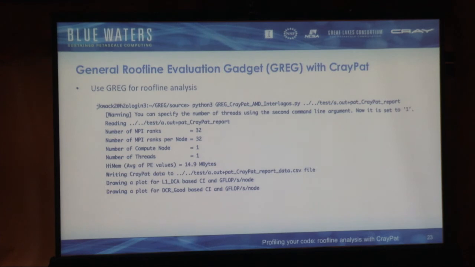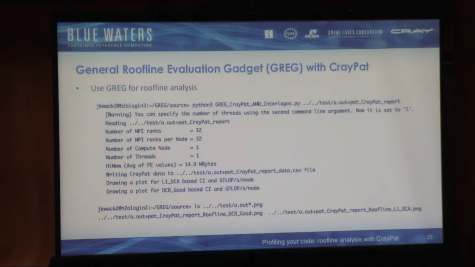We highly recommend using the DCR based roofline plot, because as we showed you, the L1 DCA based computation is not reliable. But just as a reference, it generated two PNG files. Here is your CrayPat report name and then the roofline DCR good PNG. This is your DCR good based roofline plot, and this is the L1 DCA based roofline plot. So this is the detailed instruction on how to use our package on Blue Waters.